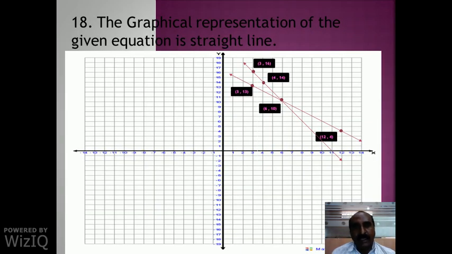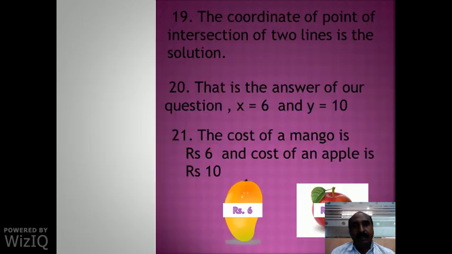Then on that same paper, we got another straight line, and these two lines intersect in one point only, and the coordinates of that point of intersection is the answer of our question, and the coordinates are x is equal to 6 and y is equal to 10. Now x is equal to 6 means x is the cost of one mango and y is the cost of one apple.